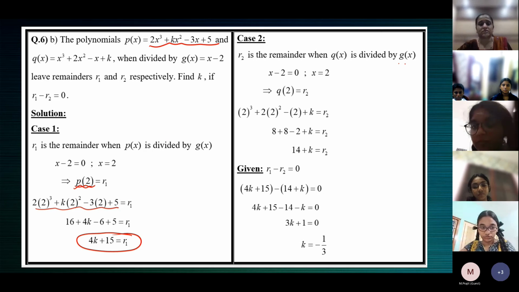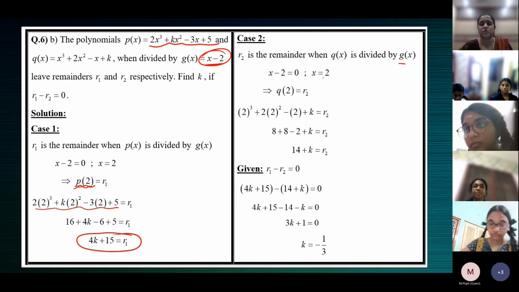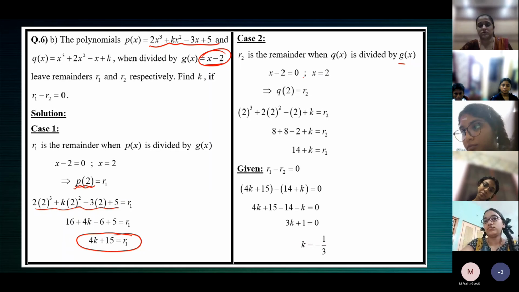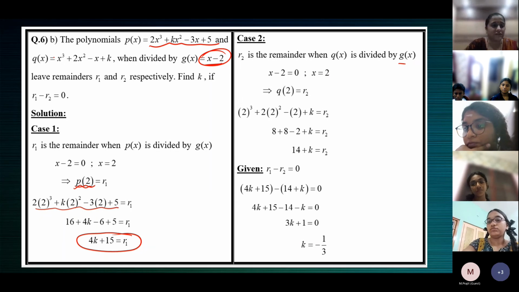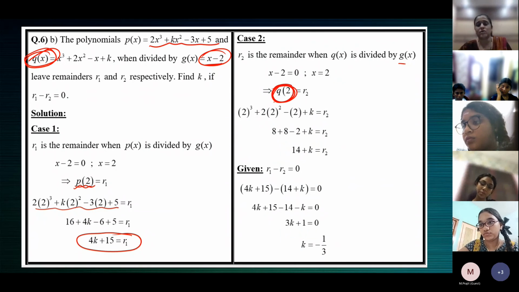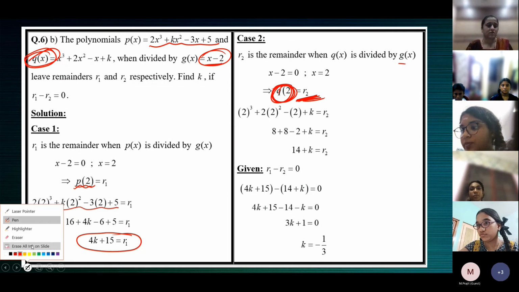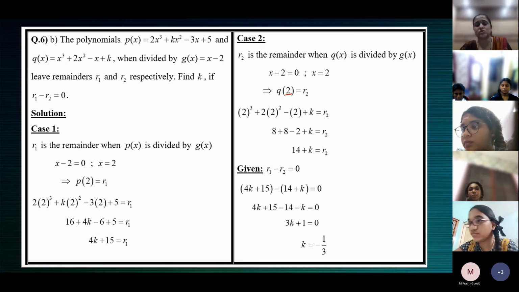Now again here, G of x, x minus 2 is equal to 0. The divisor is x minus 2, right? Equate the divisor to 0. Always we equate the linear divisor to 0. X is equal to 2. Now the dividend is Q of x. So you must say Q of 2, not P of 2. Q of 2 is equal to the remainder R2. So in Q of x, wherever there is x, you should use 2, is equal to R2. And you will find R2.